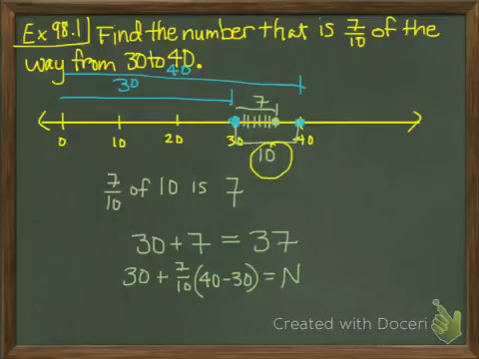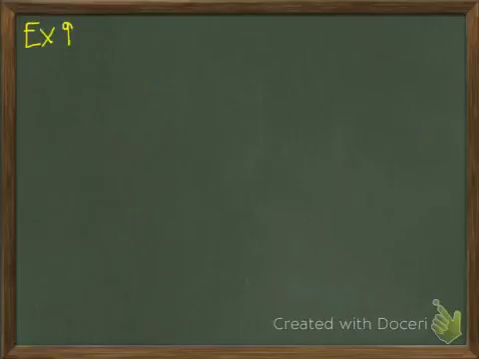You can also write it this way: 30 plus 7/10 of the distance between 40 and 30 is n. So again, 40 minus 30 gave us 10. We did 7/10 of that and then added it to 30. This is what we're going to be doing with the next couple problems.